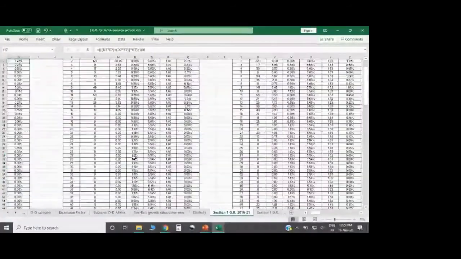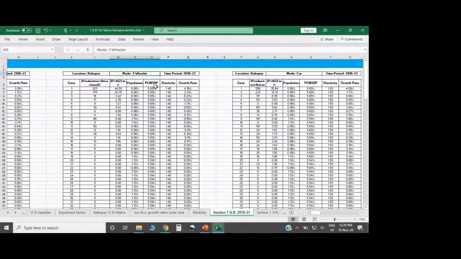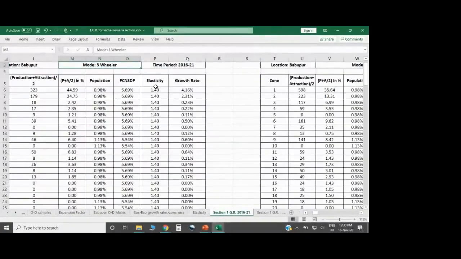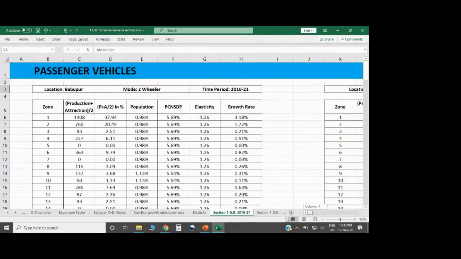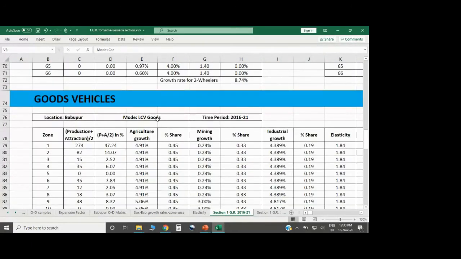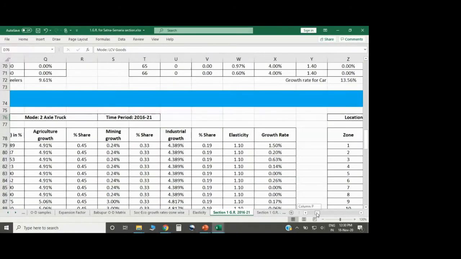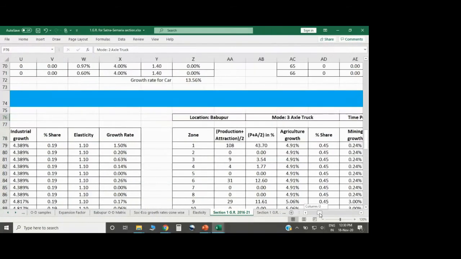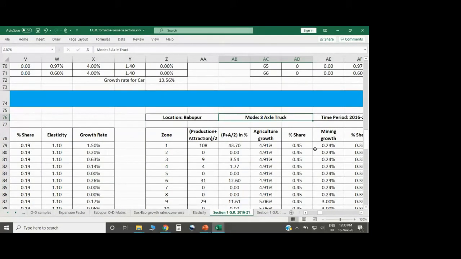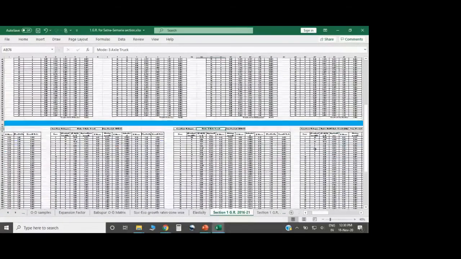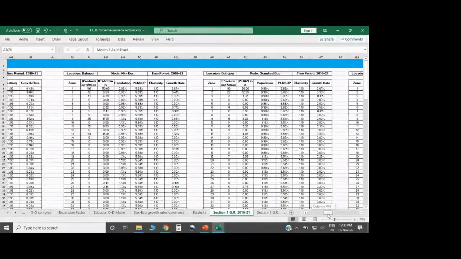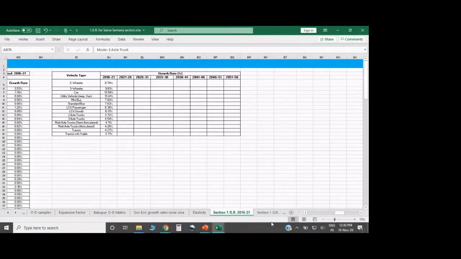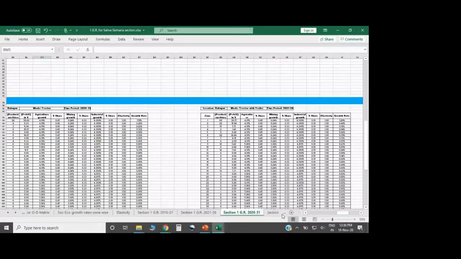So what I wanted to show you is that for each type of vehicle, you need to find out the growth rate. So for three-wheeler, for car, similarly for LCV goods vehicle, then for 2-axle truck, 3-axle truck. For every category or every type of vehicle, you need to find out the growth rate. And then finally, all these growth rate values, you can consolidate over here. So just let me show you the end one.